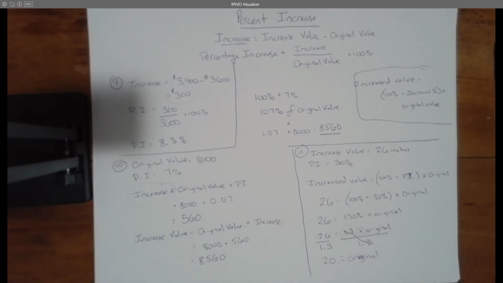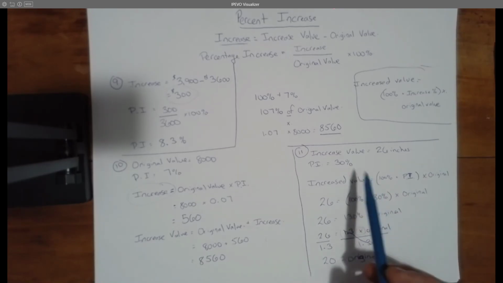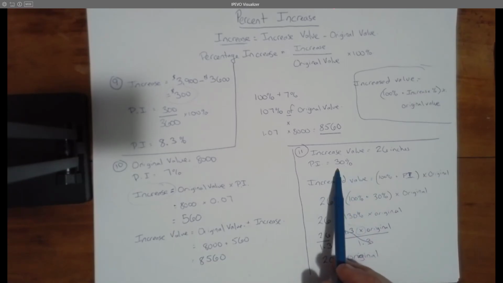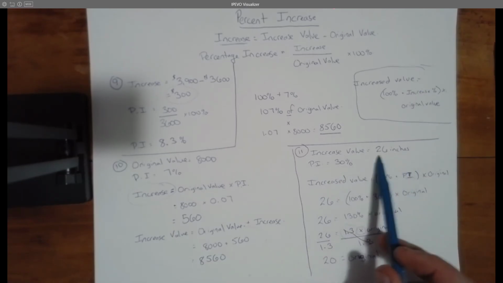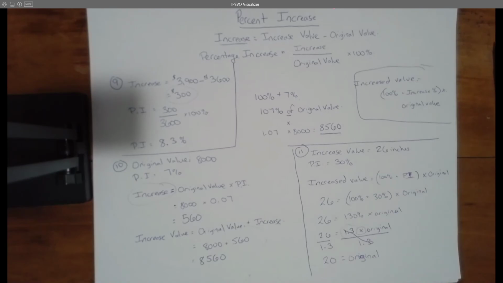What that means, if we bring it back to the question, is that the plant's height at the beginning of the month was 20 inches. And then after a 30% increase, by the end of the month, it ended up being 26 inches tall. Hopefully that makes sense as we work through percent increase. In our next video, we'll take a look at percent decrease.